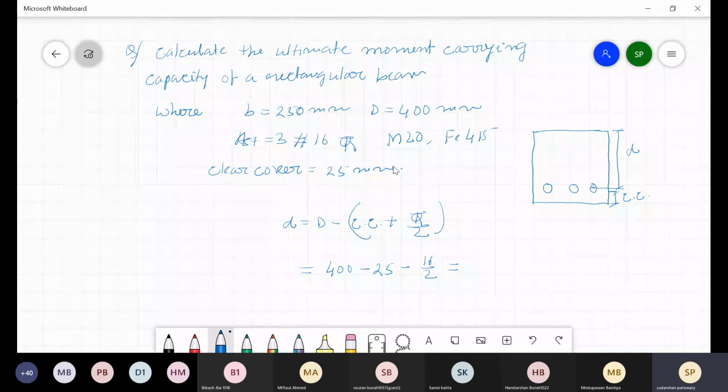So d is equal to 400 minus 33, which is 367. Clear?